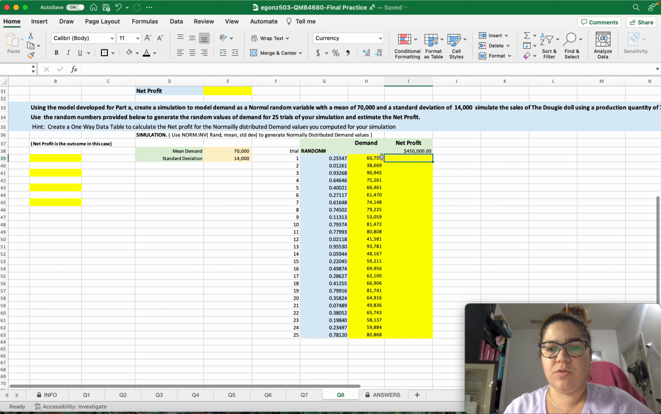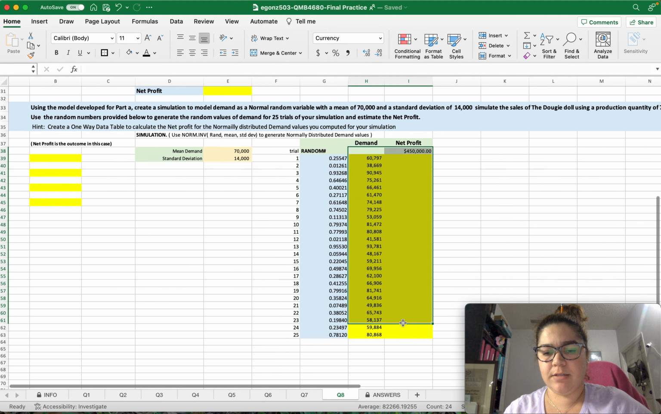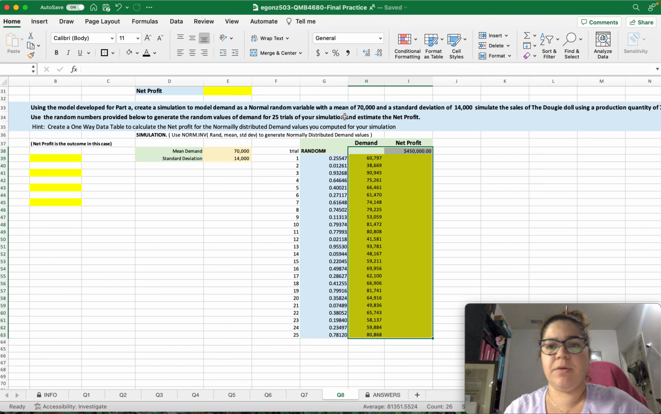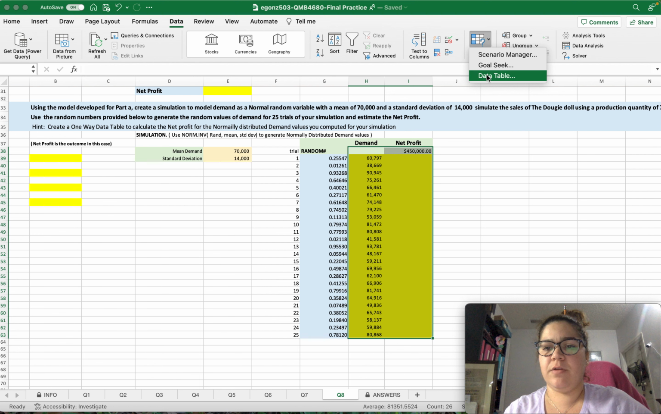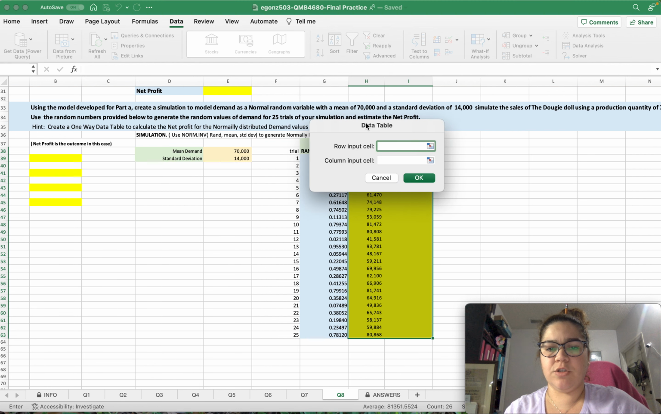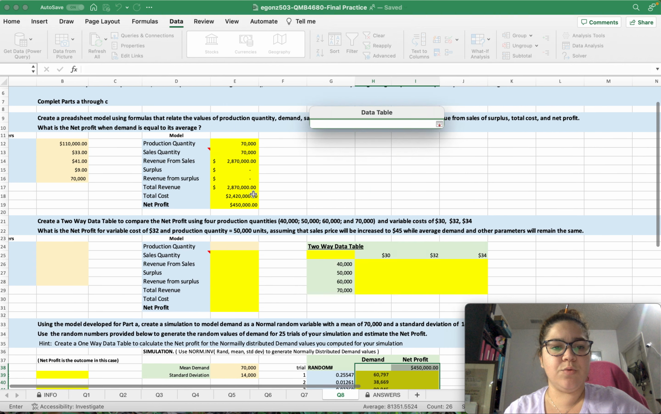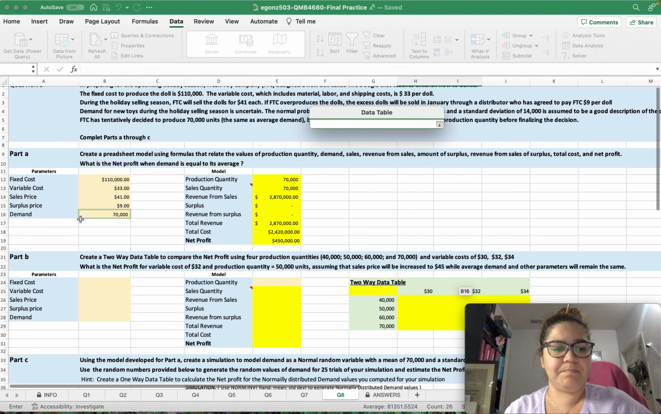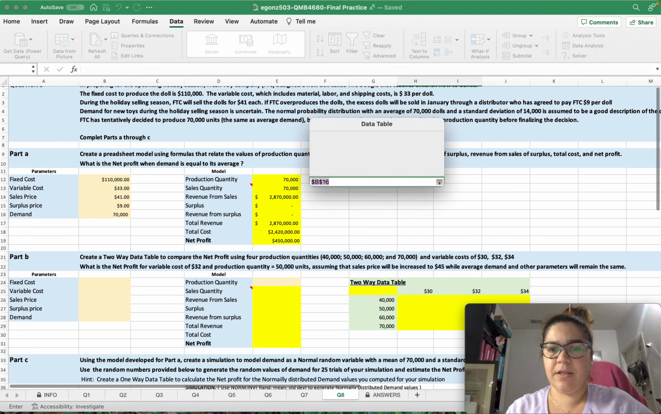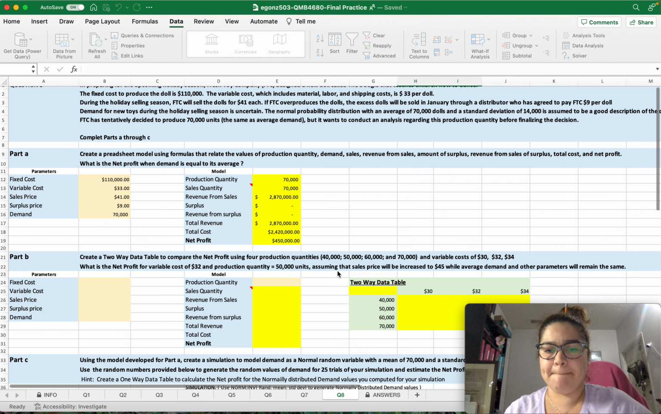And so now to do this two-way data table, the one-way data table, and here I spent all day long. Data, What-If, Data Table. So nothing for rows because we're trying to figure out the column. So the column we're going to reference to the demand in part A of the 70,000. And I hit OK.